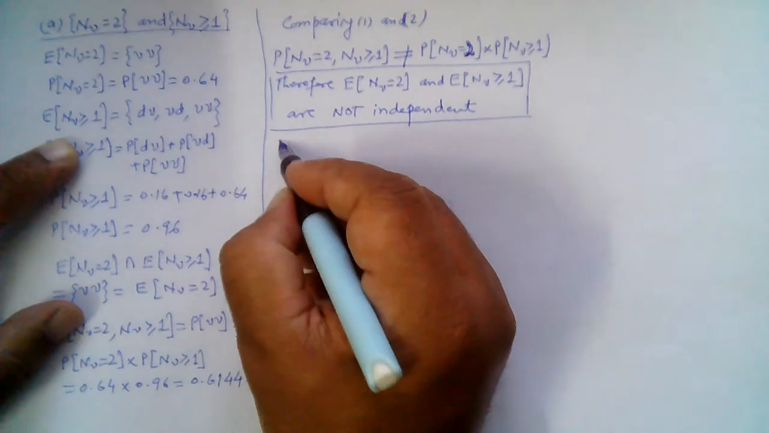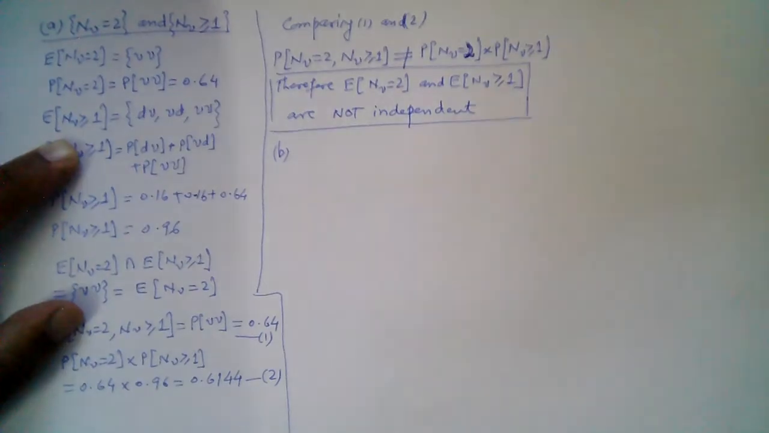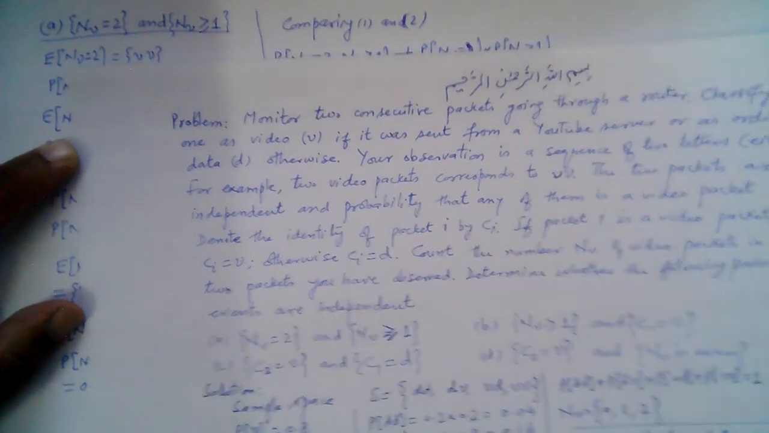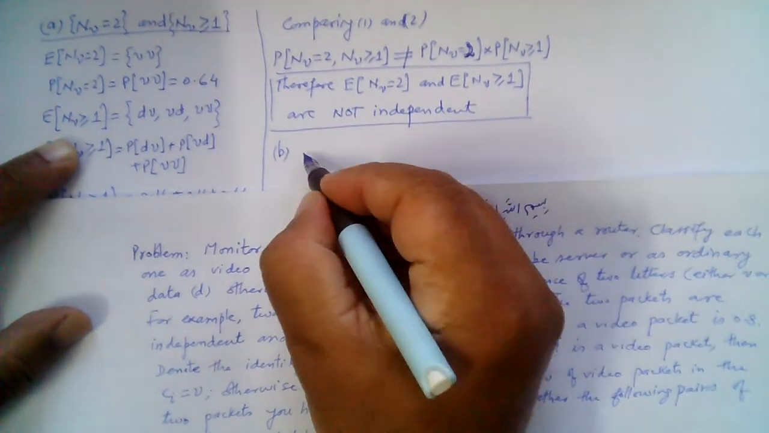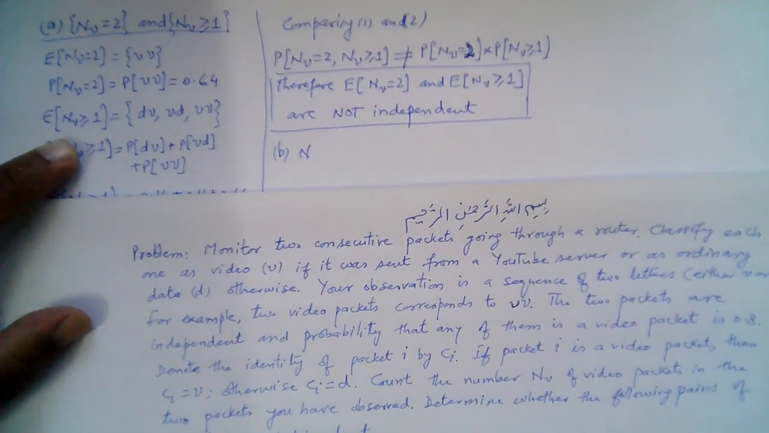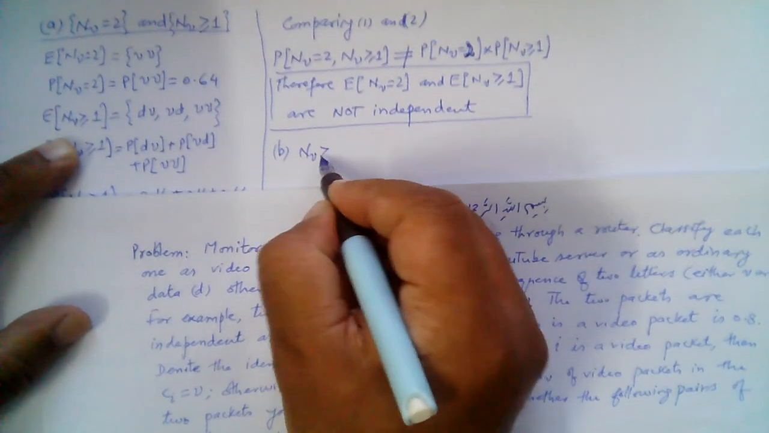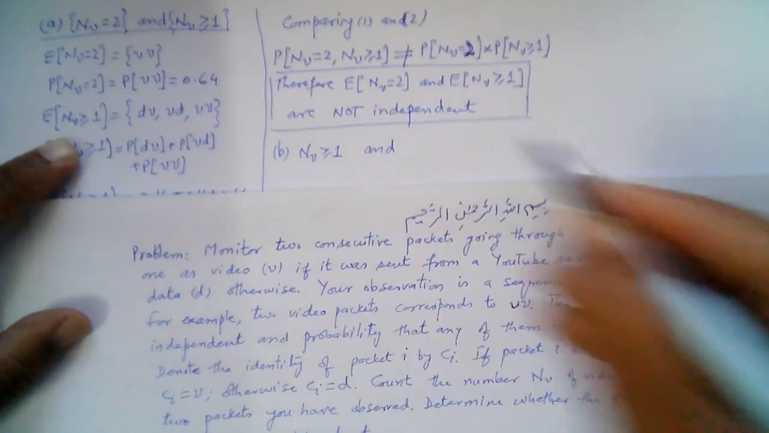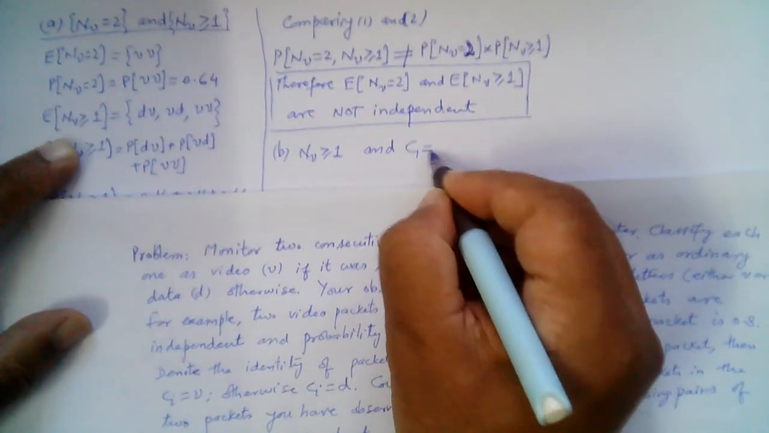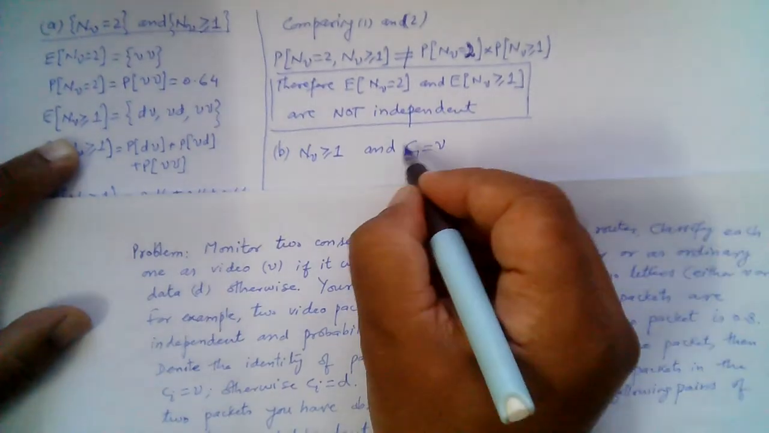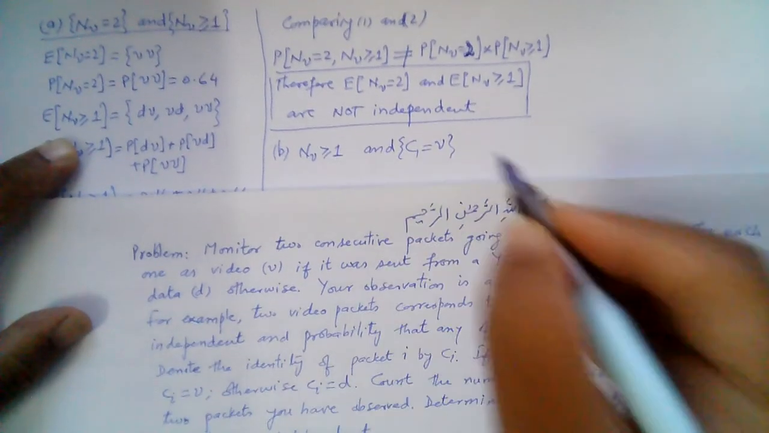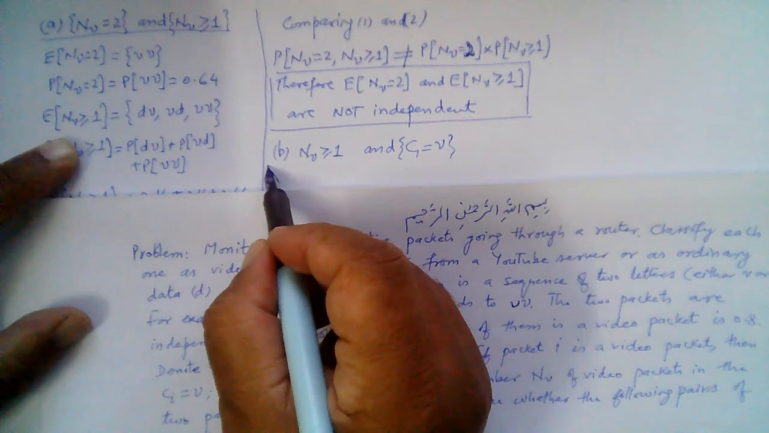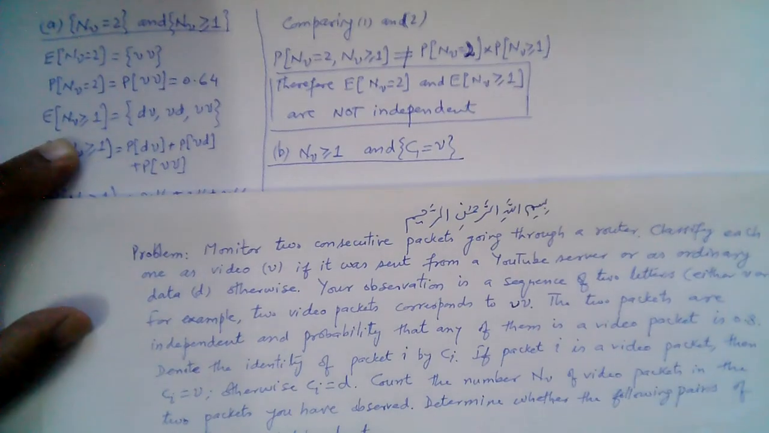So part B is NV greater than or equal to 1 and C1 is equal to V. The packet number 1 is a video packet, is V, right? So are these two events independent or not?